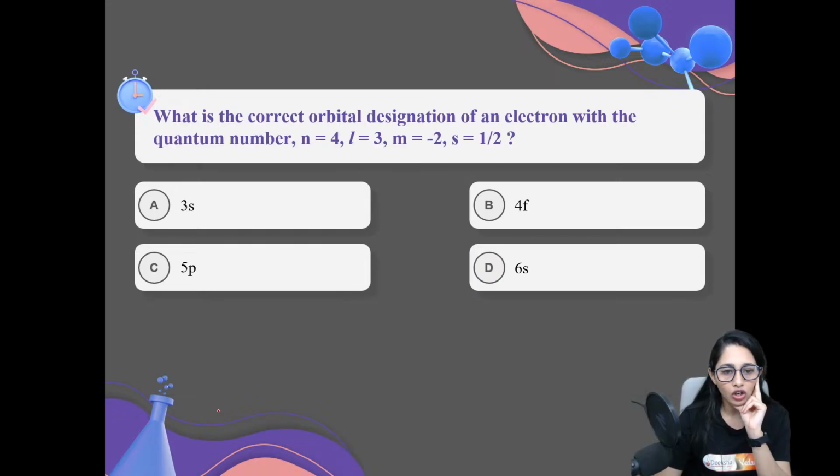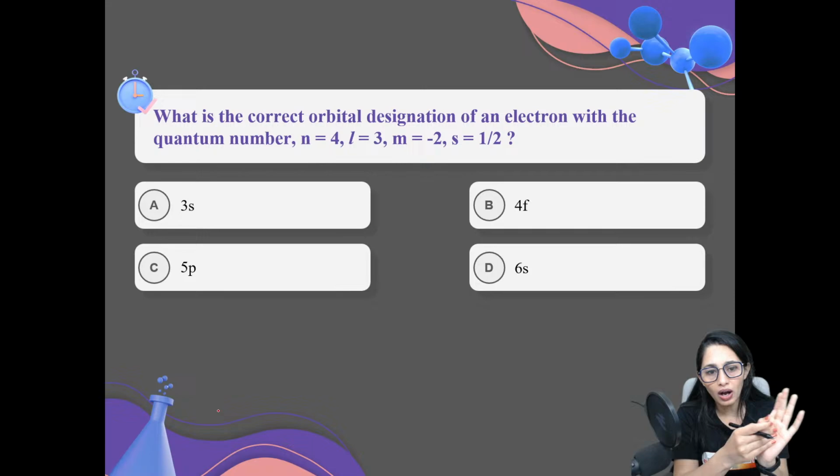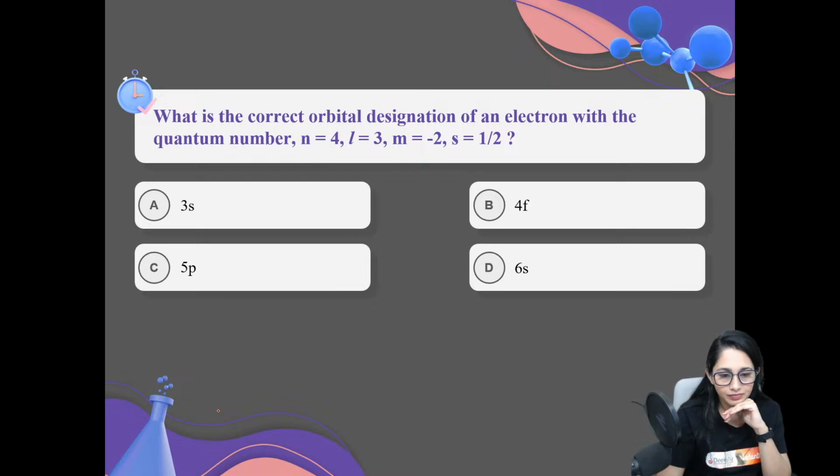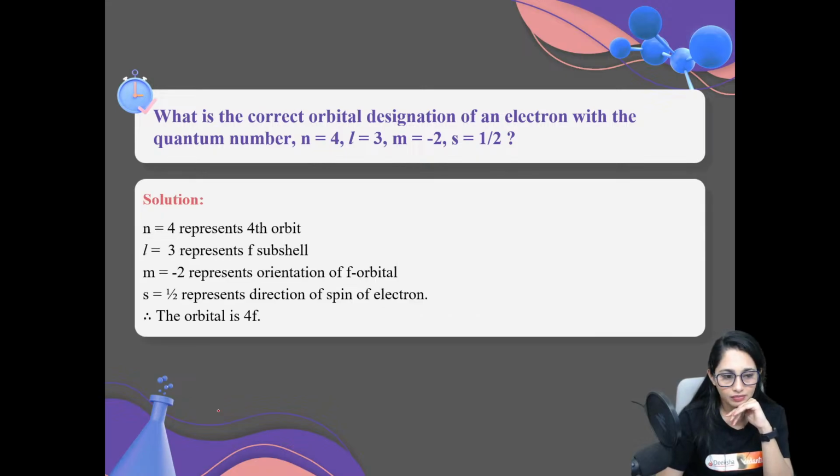Next, what is the correct orbital designation of an electron with quantum numbers n is equal to 4, l is equal to 3, m is equal to minus 2 and s is equal to half? Orbital designation: n is equal to 4, l is equal to 3. l is equal to 3 means it is 4f. Okay. n represents the fourth orbit, 3 represents the f subshell.